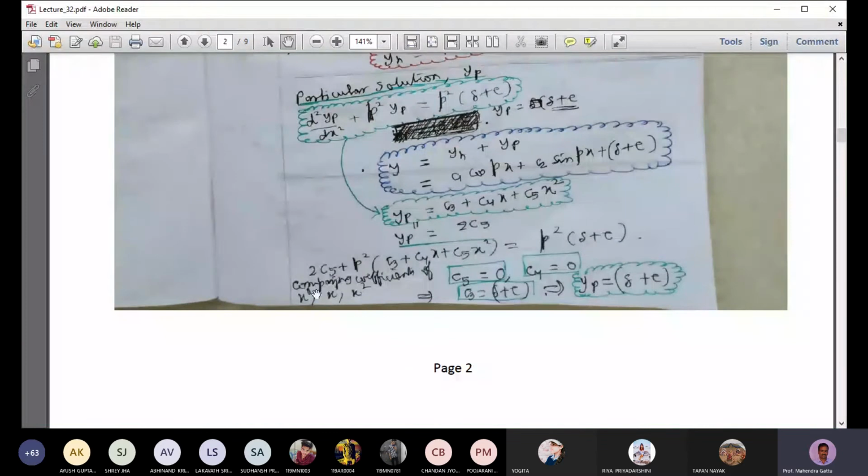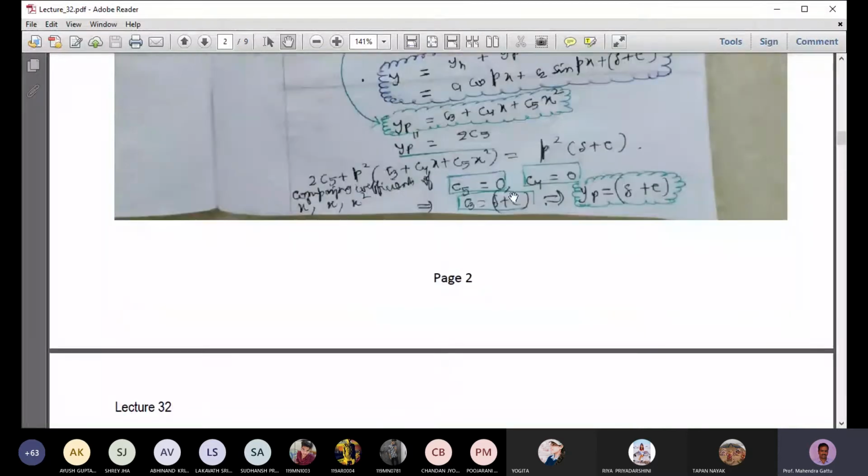So we are comparing the coefficients of x power 0, x power 1 and x square. The coefficient of x square on the left hand side is p square c5, and on the right hand side there is no such term, so c5 is 0. The coefficient of x on the left hand side is p square c4, and on the right hand side there is none, so c4 is 0. The coefficient of x power 0 is 2c5 plus p square c3, and on the right hand side we have only p square delta plus c. So c5 is 0, so c3 will be delta plus c. So yp particular is delta plus c. So the general solution is y homogeneous plus y particular, so it will be c1 cos px plus c2 sin px plus delta plus c.